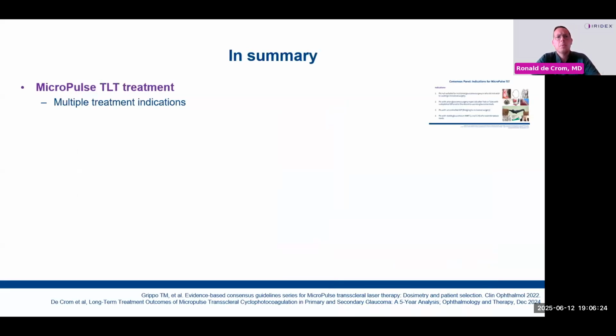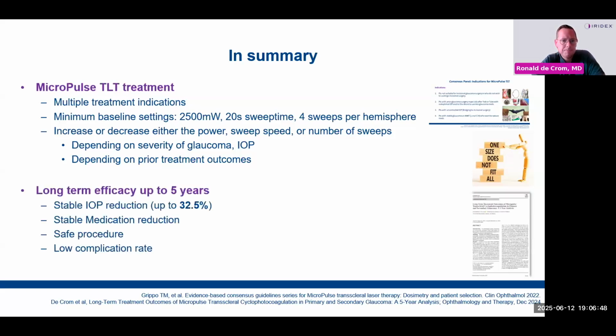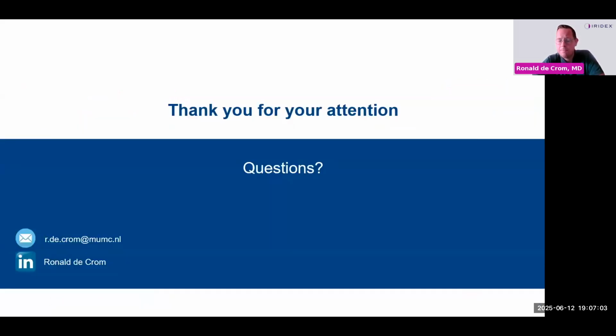So in summary, a micropulse TLT has multiple treatment indications. It is important to use the proper baseline settings, but you also have the ability to increase or decrease the power settings, the sweep velocity or the number of sweeps, depending on the severity of glaucoma or prior treatment outcomes. And we know that there can be a long-term efficacy up to 5 years with a good intraocular pressure and medication reduction at a very safe and low complication rate. That was what I want to tell you about the micropulse treatment.